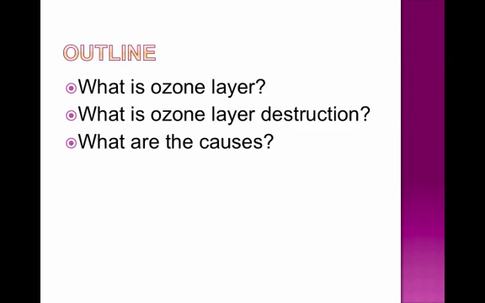What are the causes? The causes are human activities, natural sources, and volcanic eruptions. What are the results? Ozone layer destruction has mainly negative effects on humans, non-human animals, plants, and the overall environment.